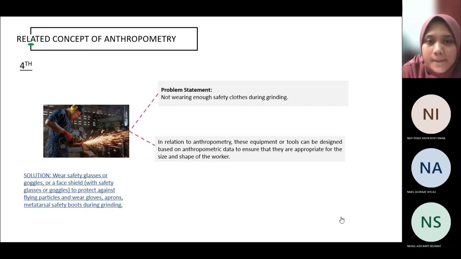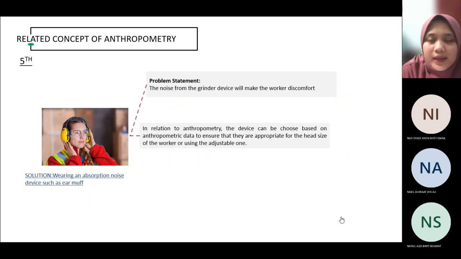The last one. Okay, the problem statement for this is that the noise from the grinder device will make the worker uncomfortable. The solution for this problem is wearing a noise absorption device such as ear muffs. In relation to anthropometry, the device can be chosen based on anthropometric data to ensure that it is appropriate for the head size of the worker, or by using an adjustable one.